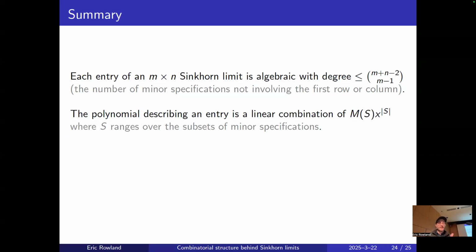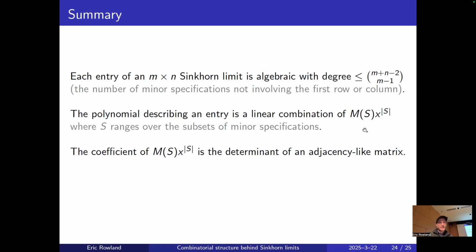algebraic numbers is a linear combination of things that look like this. So this is a product of minors. It's a monomial in the deltas and gammas. And the coefficient here is the determinant of an adjacency-like matrix. And all of this is conjectural.